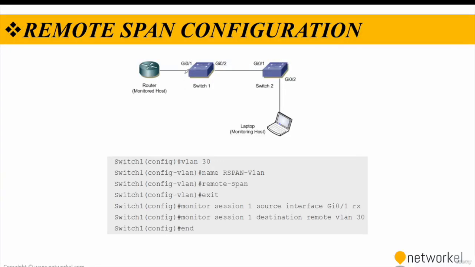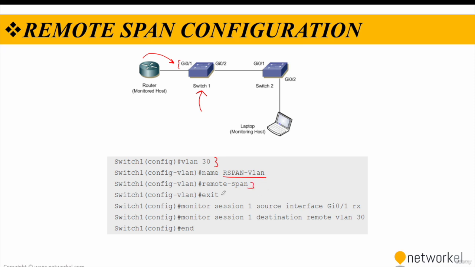Okay, and this is how I can configure the remote SPAN. So for example, in this topology I have my switch 1, and switch 1 has the Gig 0/1 interface that our monitored hosts are connected to. First of all, we need to define a VLAN, and this VLAN is used to carry the mirrored traffic between switches. Okay, so for example, VLAN 30 is my RSPAN VLAN, naming it like an RSPAN VLAN, and I need to type the remote-span command.